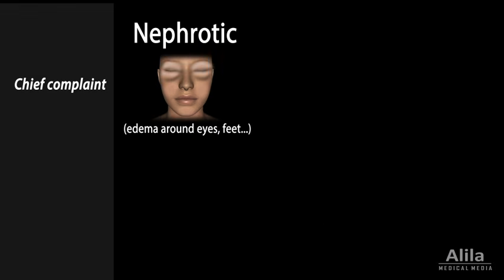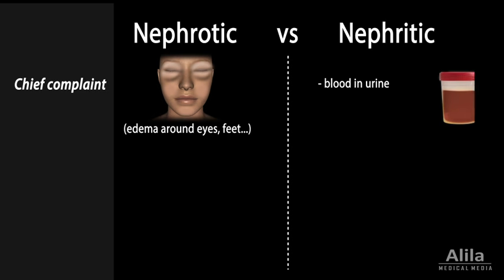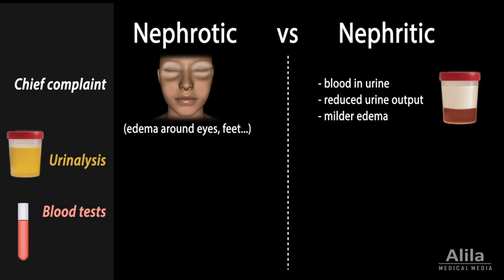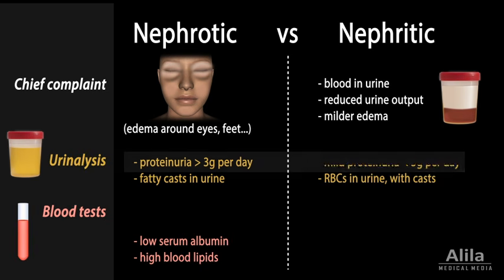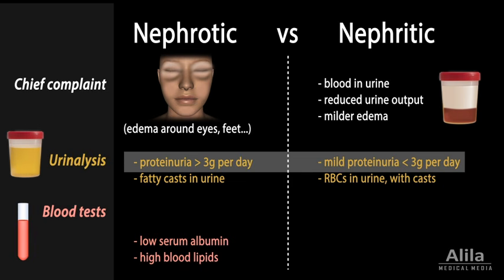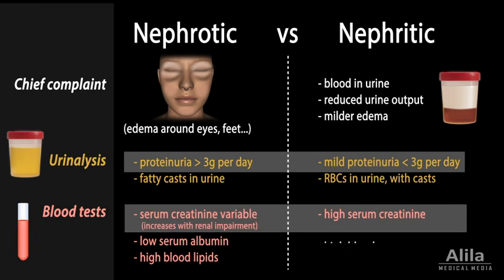Nephrotic patients typically first seek medical help for edema, while a nephritic patient's chief complaint usually includes bloody urine and reduced urine output, with a relatively milder degree of edema. Subsequent examination and testing will reveal massive proteinuria, fatty casts in urine, low serum albumin, and high blood lipids in nephrotic syndrome, while nephritic patients will have red blood cells in urine, often with casts, mild proteinuria, elevated serum creatinine, and high blood pressure.